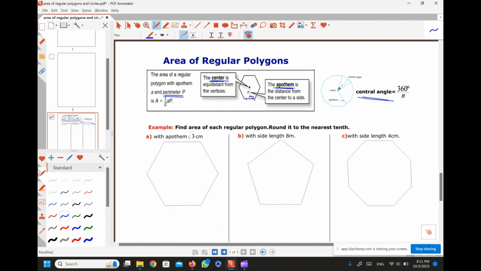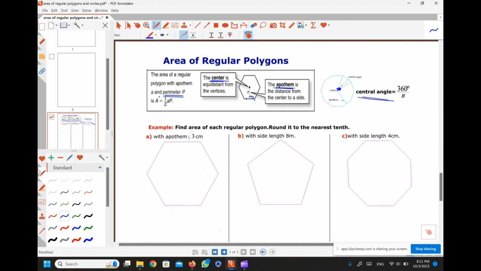Central angle is an angle formed between two line segments that are drawn from the center to two consecutive vertices. So this will be your central angle, whose formula is given by 360 divided by n, 360 degrees divided by the number of sides. So that will give you the central angle. When you know all of this, now you can understand the formula.